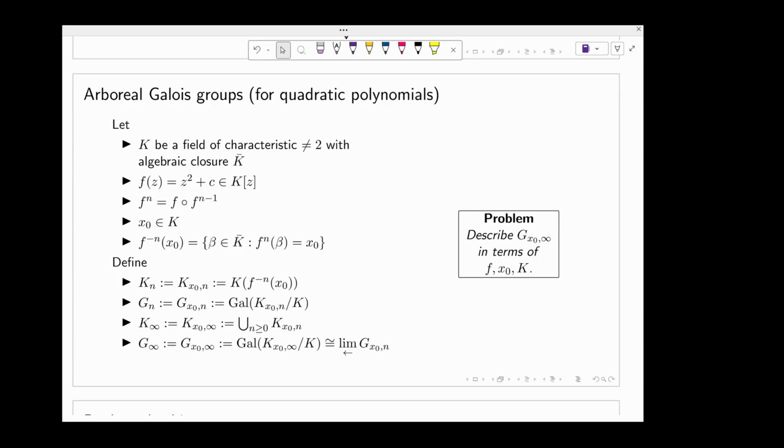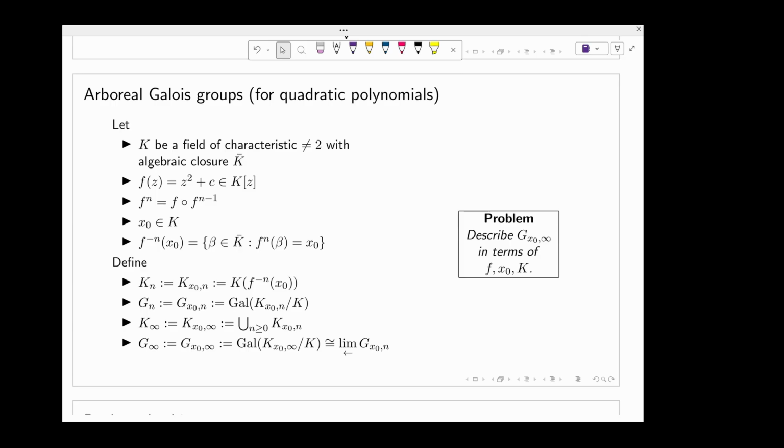F is going to be a quadratic polynomial, which, since I'm avoiding characteristic 2, I know I can conjugate to get into the form z squared plus c, where c is an element of our field K. I'll write f to the n to represent the nth iterate of f, and we can define this recursively as f composed with the n minus first iterate of f. I'm going to choose a point x naught in my field. I'll refer to this maybe as a base point. It's going to end up being the root of this tree we'll build on the next slide.